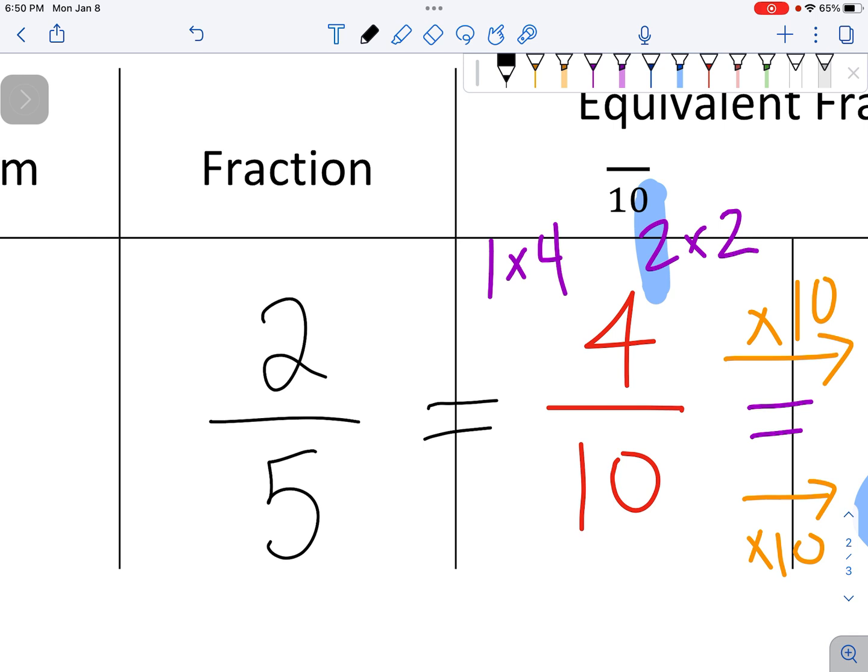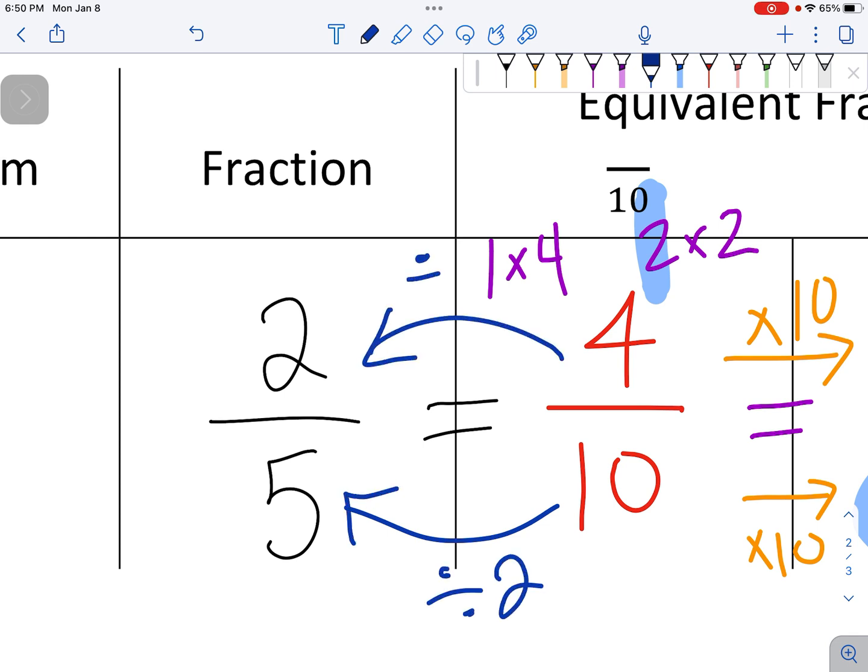Here's how I know. One of two ways. I can say some number times 2 is 10, and some number times 2 is 4. And I can see 5 times 2 and 2 times 2. Or I can go backwards and think about this as divide by. 10 back to 5 is divide by 2. And 4 back to 2 is divide by 2. So either way is fine. Doesn't matter to me.